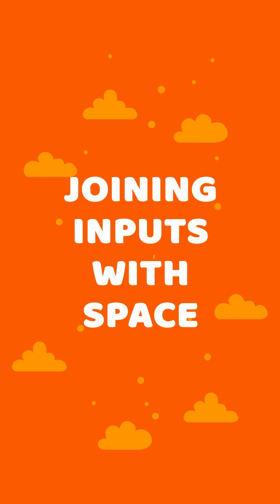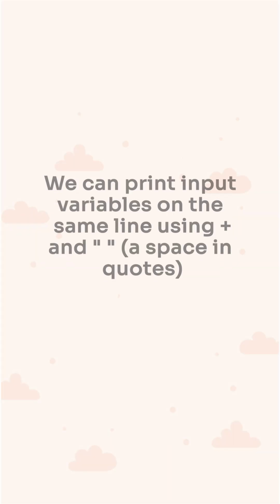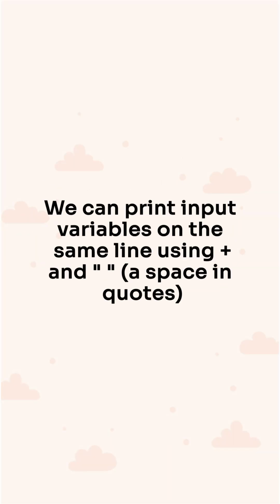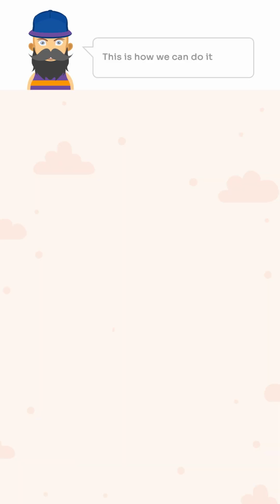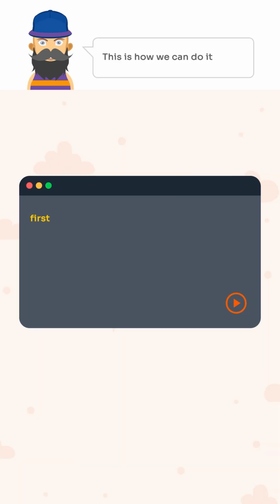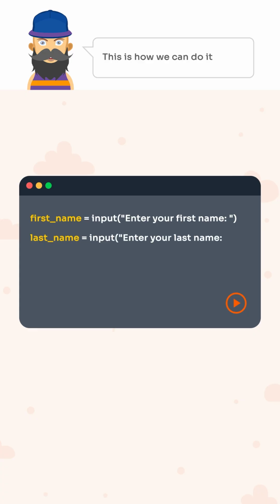Joining inputs with space. We can print input variables on the same line using plus and a space in quotes. This is how we can do it. first_name = input("Enter your first name"), last_name = input("Enter your last name"), print(first_name + " " + last_name).